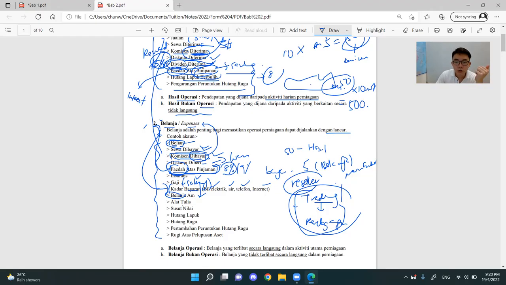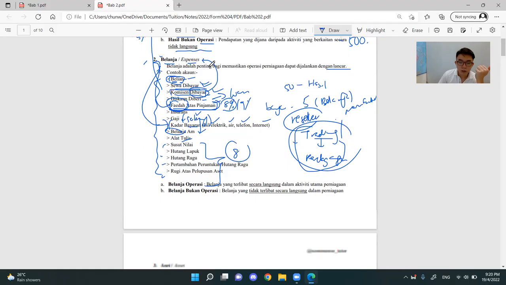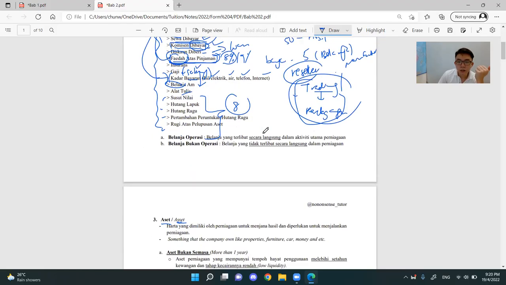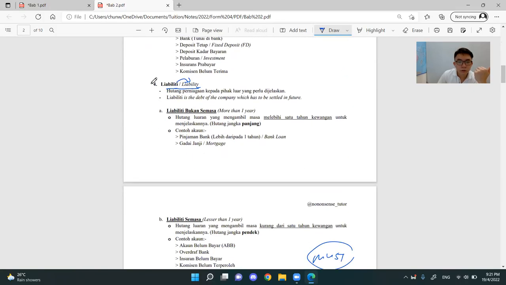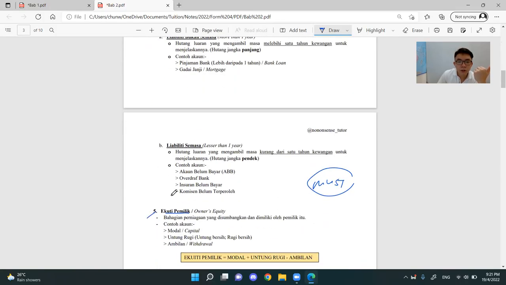Alright, so alat tulis, stationery. Susut nilai hutang lapuk, hutang ragu. This one later, but know that all this is belanja and we learn this in bab 8 later as well. Same thing, ada belanja operasi, then it will be secara langsung. And then belanja bukan operasi will be tidak langsung. Something the hasil langsung, hasil operasi dan hasil bukan operasi. Then the third one will be asset. The fourth one, liability. And the fifth one, equity pemilik.